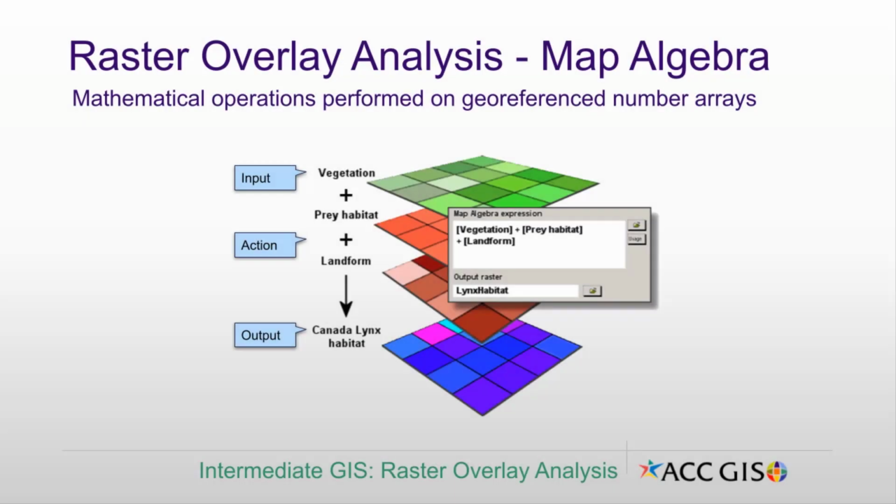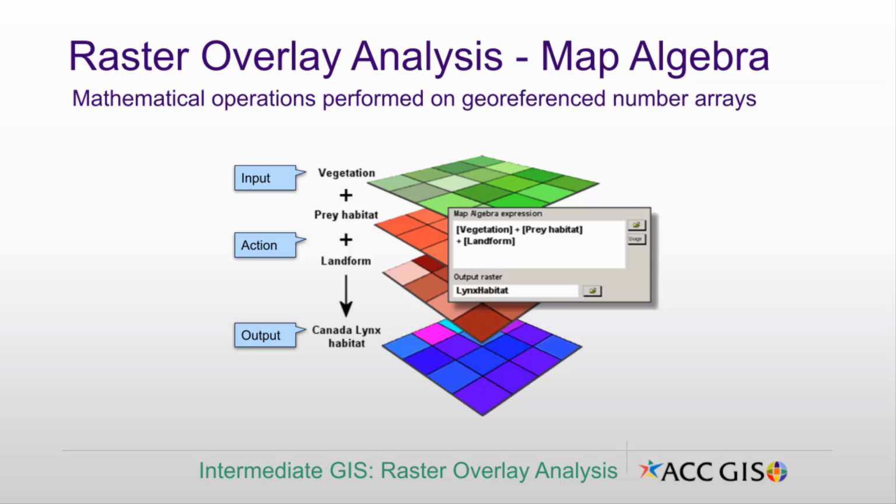A second way in which we perform raster overlay analysis in GIS is map algebra, which are mathematical operations performed on georeferenced numbered arrays. And it sounds really fancy, but arrays are just rows and columns of cells in a raster data set. And numbers are the values assigned to each of those cells in the raster data set. And georeferenced, of course, means that the raster data set is georeferenced. And where you have raster data sets that are georeferenced to the same location and the cells are coincident, you can perform mathematical operations on those.